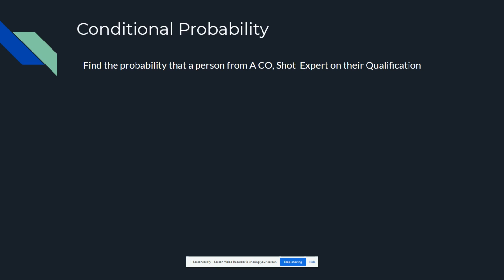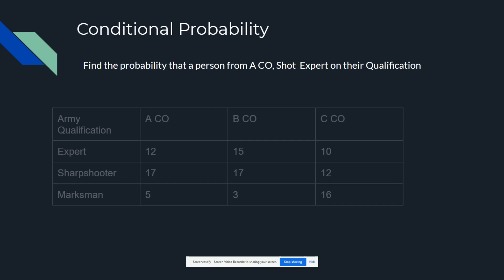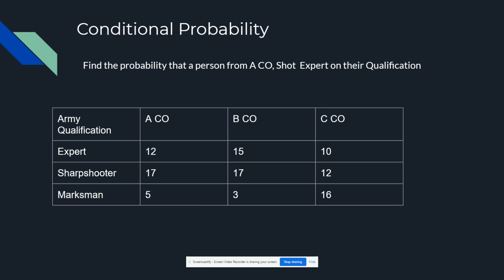Our first problem is going to be conditional. Find the probability that a person from ACO shot expert on their qualification. Here we're looking at ACO and expert. ACO and expert. A and B. A is an ACO. This is going to be our first data set. And our second is after we add all three to get 37.